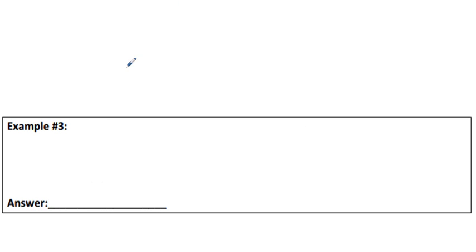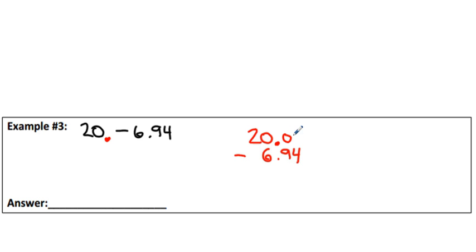Final example. We have 20 minus 6.94. All right, let's get started. 20 goes on top, minus 6.94. So this is a whole number here. And you might ask yourself, there's no decimal point, so there's nowhere to line it up. But that's not true. There's an assumed decimal point right here after the whole number. So that's why the decimal point is here.